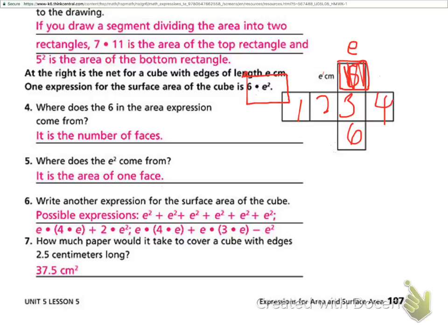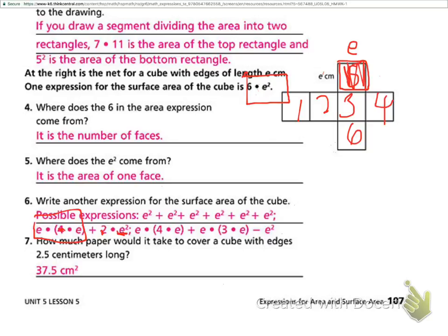It says write another possible expression. There's all kinds of numbers. One's down here, e squared, e squared, e squared, e squared, right? e times 4 times e plus 2 times e squared. Right? They divided it into different pieces. They just took different parts of the equation. Right? These two are the number of sides. Here they're multiplying e times e to get the area. Here they're multiplying e times e to get that area.